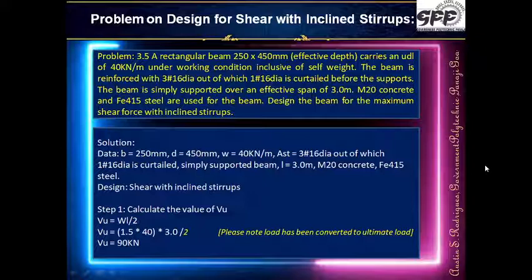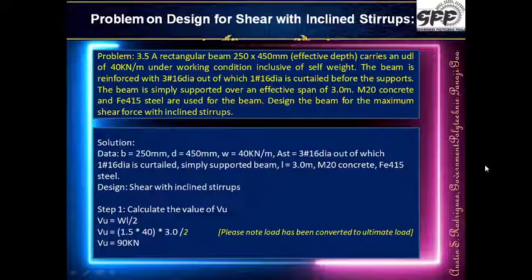Step number 1. Calculate the value of ultimate shear force. Now we know that the shear force acts at the support. The maximum shear force is always at the support. For a simply supported beam with UDL, the reaction is wL by 2. So Vu will be this w multiplied by the load factor, that is 1.5. So 1.5 into 40 into 3 by 2. So that gives us Vu, which is equal to 90 kilonewton.